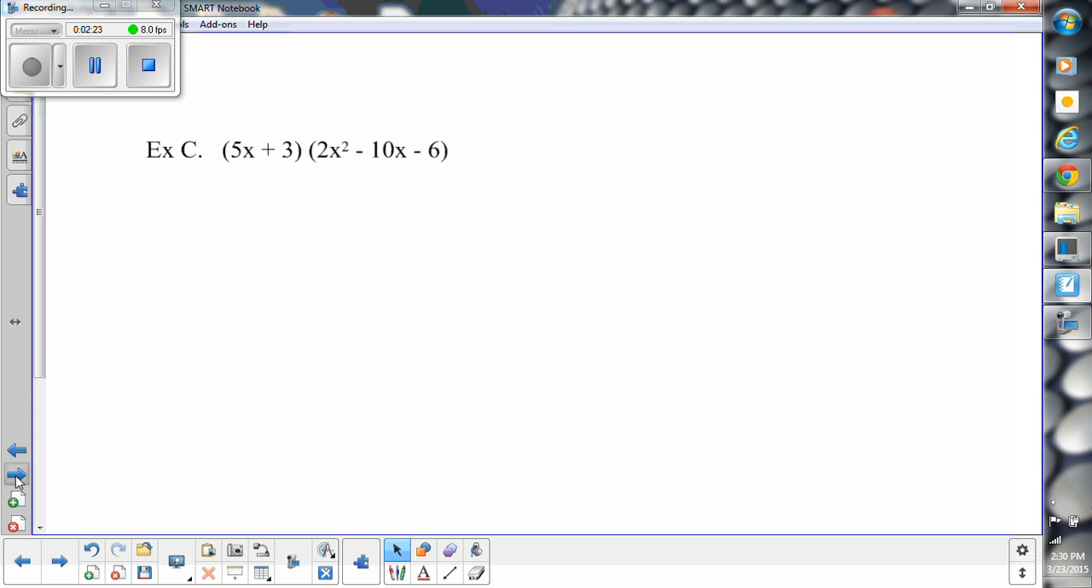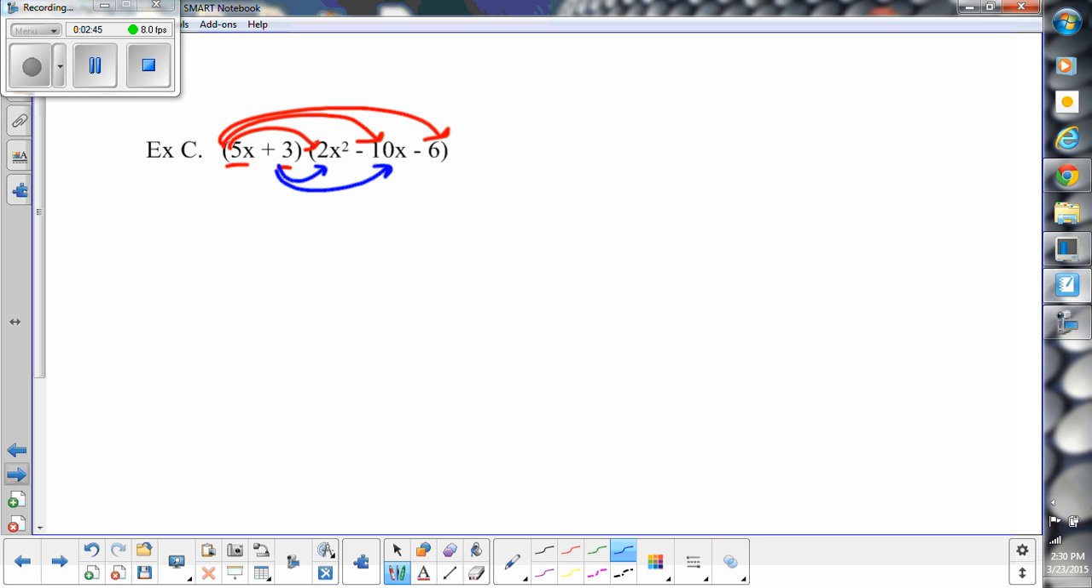In this example, we're multiplying a binomial, 2 terms, times a trinomial, or 3 terms. Remember, we talked about 2 ways to do this. You can apply the distributive property twice. So first you're going to multiply 5x times each of the terms in parentheses, and then 3 times each of the terms in parentheses. That's our first method.